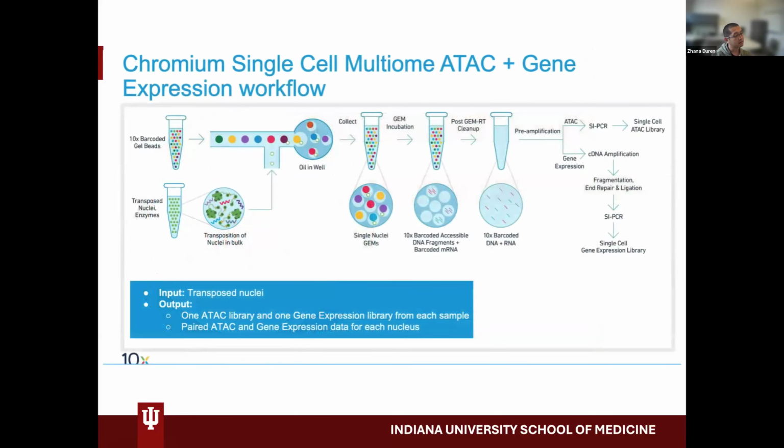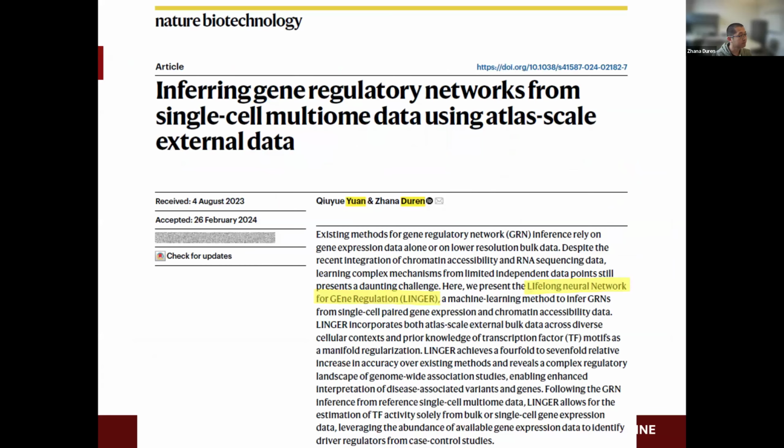Then the single-cell multiome data is from 10x Genomics or many different technologies now, but this one has commercial kits, so it's widely used. In each single cell, they profile gene expression and ATAC-seq. So we can easily get millions of cells that have both RNA and ATAC-seq available at the individual cell level. That is the ideal data for learning gene regulatory networks.